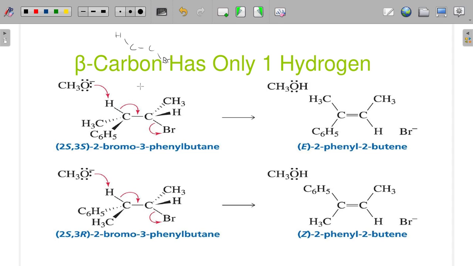But on this particular molecule, because that beta position only has one hydrogen, you don't really get E and Z. You only get one of them. So when that beta position only has one hydrogen, you only get E or Z. You don't get both.